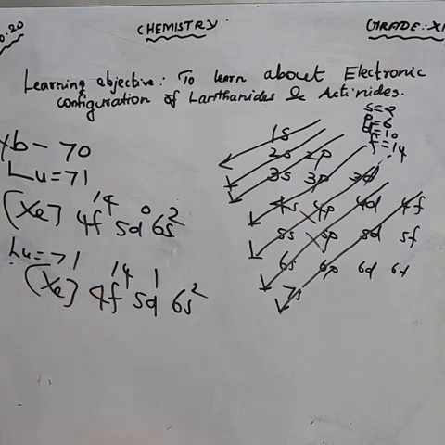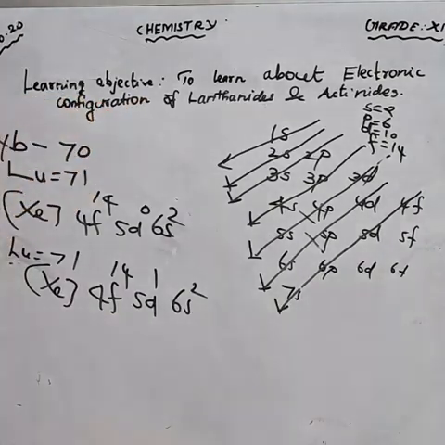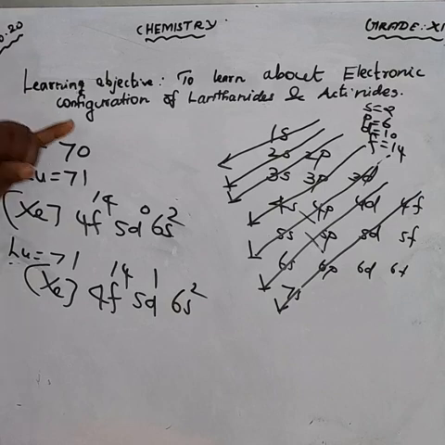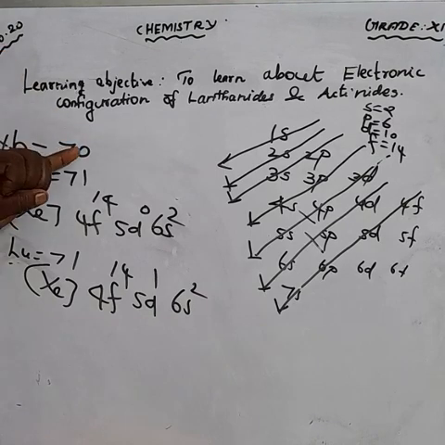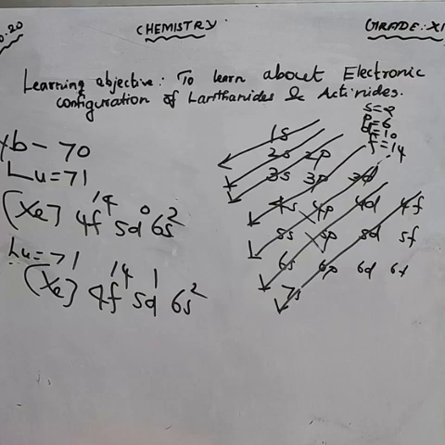Anyhow, try to write all the electronic configurations. I told you about atomic numbers Gd and Lu, that is 64 and 71. Gd has half filled F subshell, and lutetium has completely filled F subshell. Only one electron enters the 5D orbital. This is the electronic configuration.